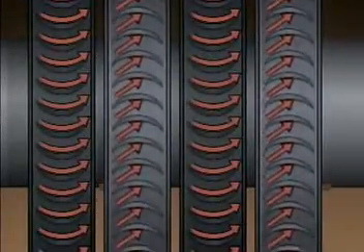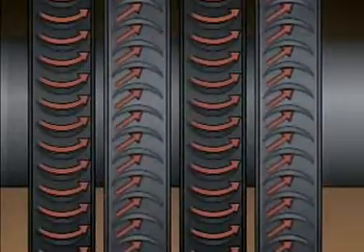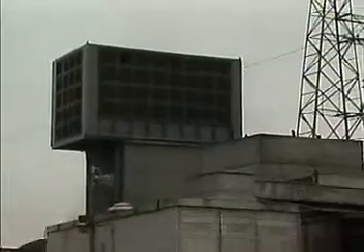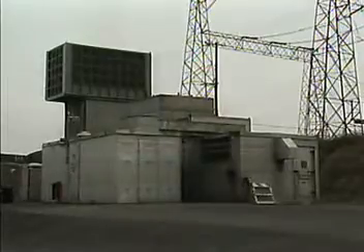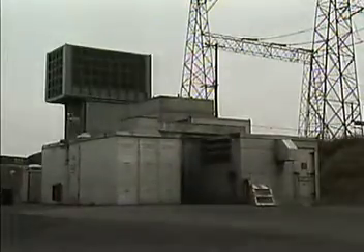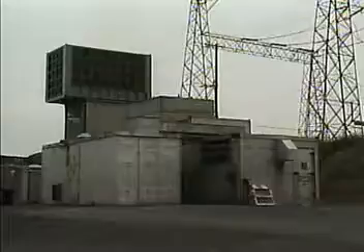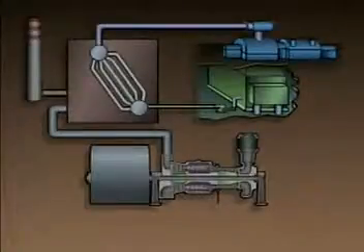This, in turn, drives the generator and produces electric power. Gas turbines are often used for emergency purposes as a source of backup power. They provide enough power to keep essential equipment and services going until repairs can be made to the main power generation system. Gas turbines can also be used in combined cycle arrangements.